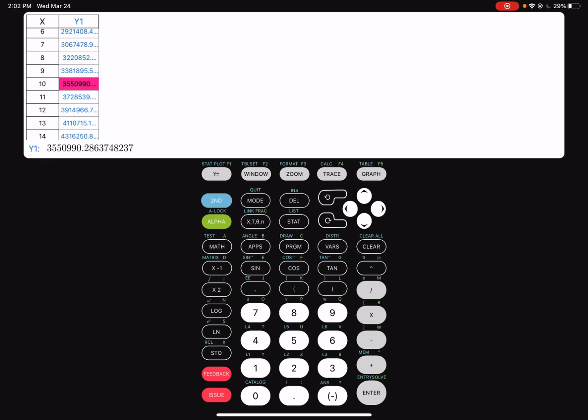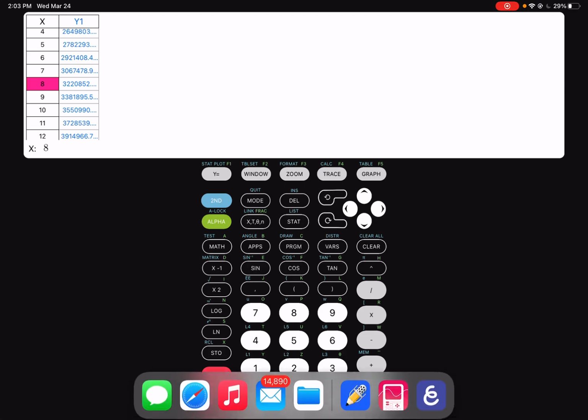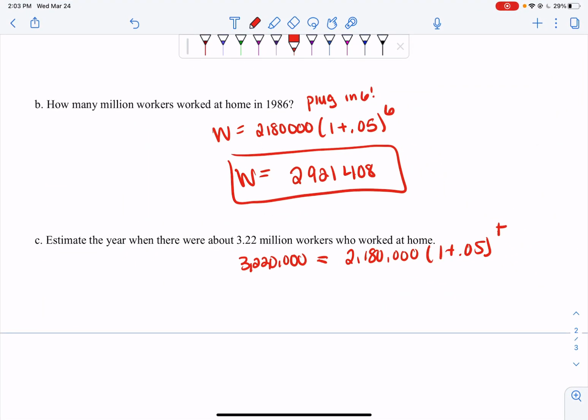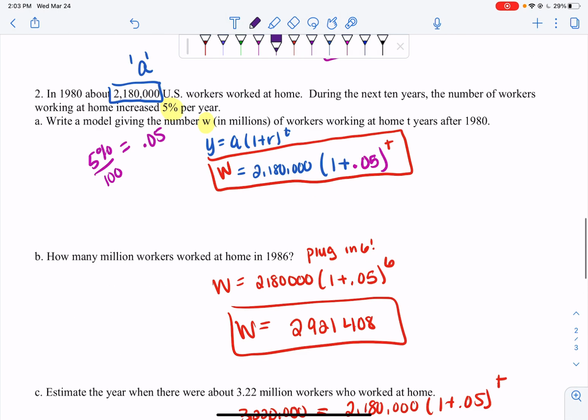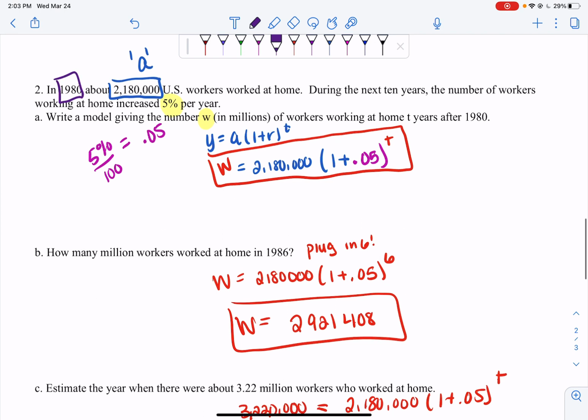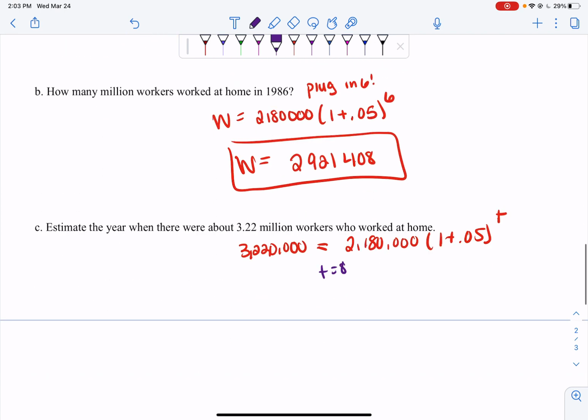And then I'm going to hit second graph. So I want to see when it hits 3.22. So I'm already at x equals 10, and I'm at 355, so that's past 322. So I'm going to go back, 338, boom, 322. And if I go over, I get x equals 8. So it's been 8 years. So t is equal to 8. So if I'm starting in 1980, I just do 1980 plus 8. So my final answer is going to be 1988.